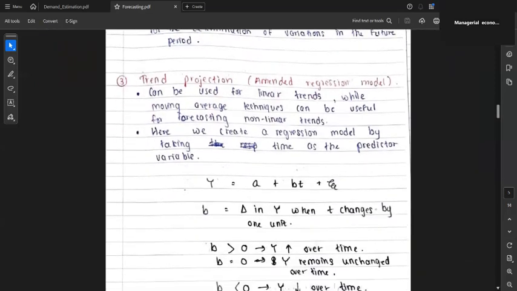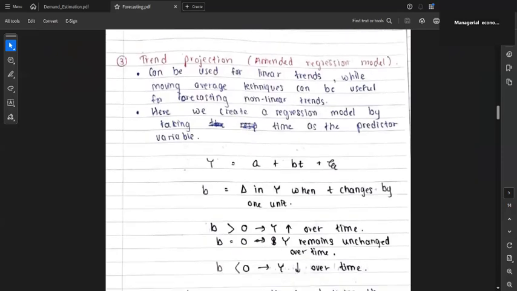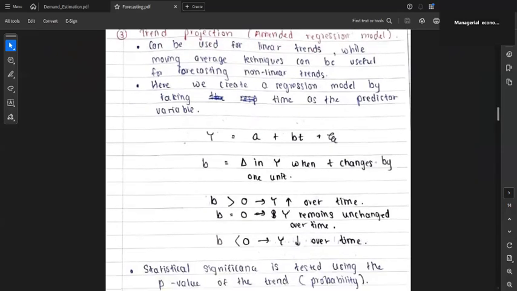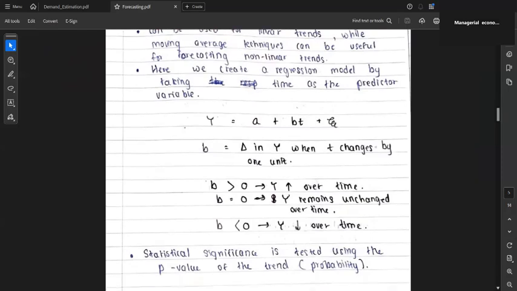So trend projection, the amended regression line, will also give the trend. Weighted moving average, these techniques will all give us the trend. They will not give us the other components. The seasonal point or cyclical residual, we cannot get by them.